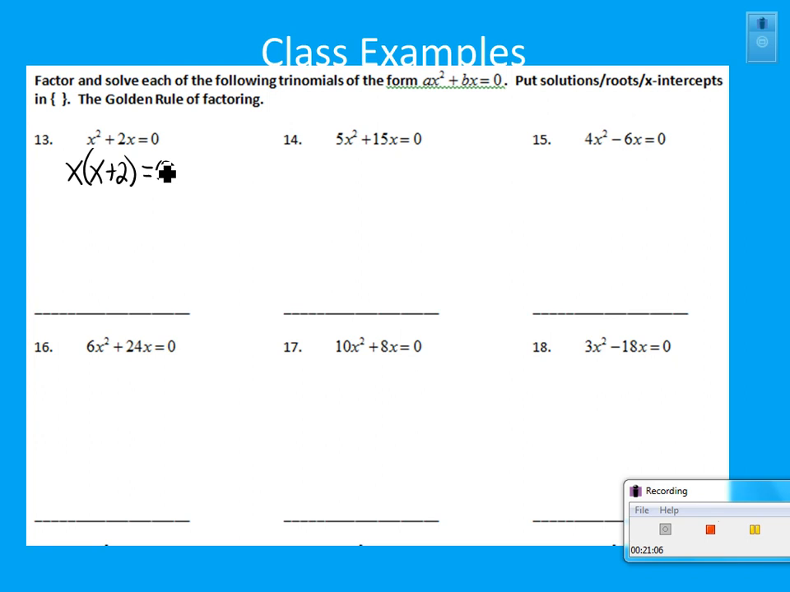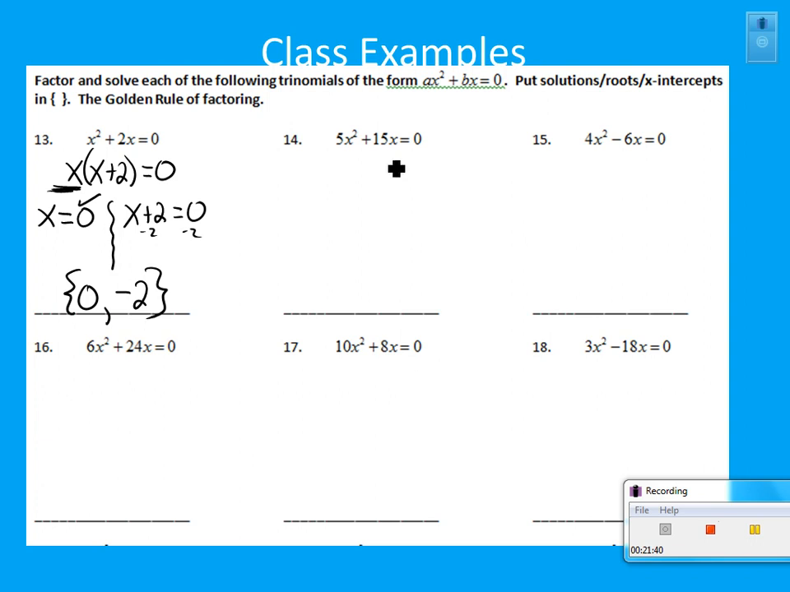Now to go get your two answers, here's what you got to do. Set this piece equal to 0 and set the x plus 2 piece equal to 0. Well, if we do that, one answer for sure is 0, because that's what it says, x equals 0. On this one, I'm going to subtract 2 from both sides. The other answer, negative 2. When they have something in common, 0 will always be one of your answers.